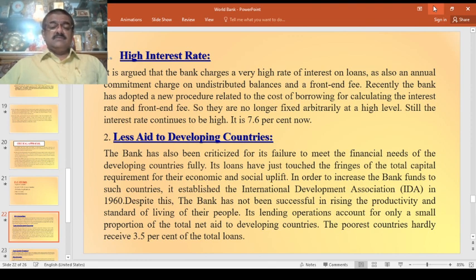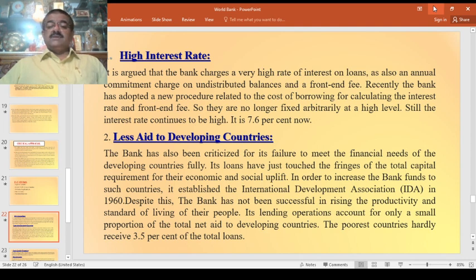Less aid to developing countries. Again, most of the time, the developing countries say that whatever they have borrowed is not enough for them. So they say it is definitely less aid to developing countries. The bank has also been criticized for its failure to meet the financial needs of the developing countries fully. Its loans have just touched the fringes of the total capital requirement for their economic and social uplift.